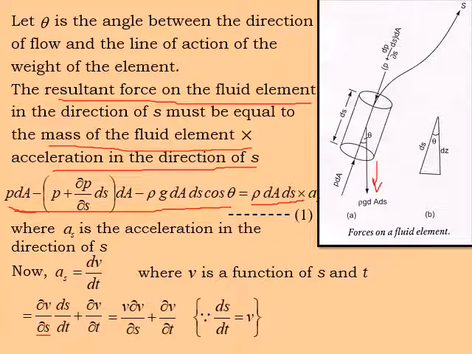So here ds by dt is equal to v. There is a change in the space coordinates. The ds with respect to time is called the velocity v. So ds by dt is equal to v. Now this equation becomes further v into dou v by dou S plus dou v by dou t. This is a simplification by taking ds by dt is equal to v.